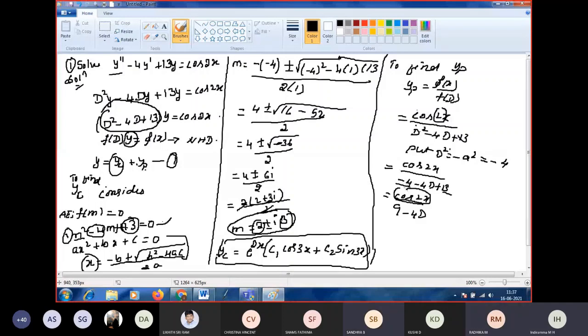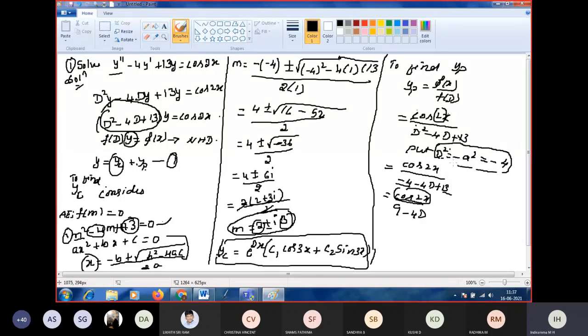Ma'am, why have you taken minus 4 as d square, ma'am, instead of d? So this is a procedure we have to follow, depending on the nature of the numerator. If the numerator is e power ax form, you have to replace d equal to a itself. If the numerator is sin ax or cos ax, you have to replace d square. This is a procedure we are following to get the solution.